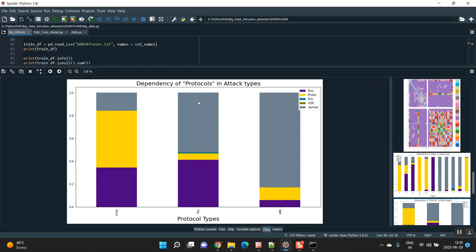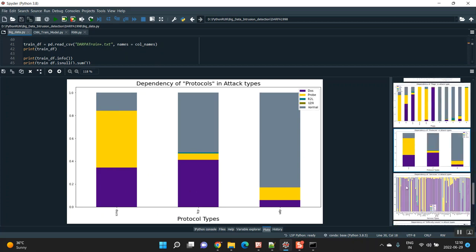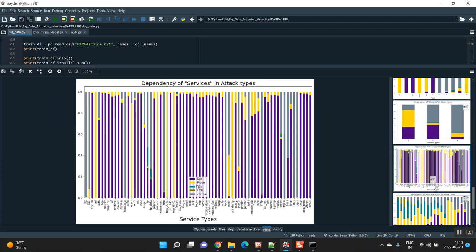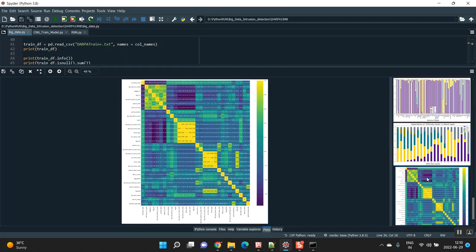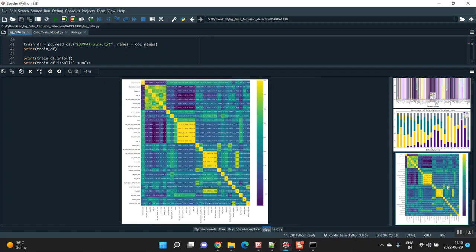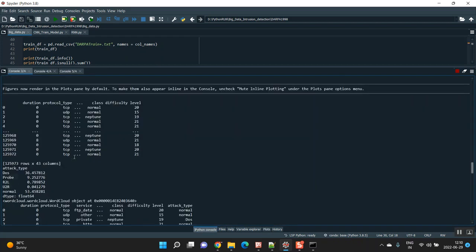We are using the protocols ICMP, TCP, and UDP. Based on these protocols, we are segregating how much DOS attack, probe attack, R2L, U2R, and normal there is. On the same basis, here also is the service type. These are all the service types available in the data set. Based on that, we show DOS, probe, R2L, U2R, and normal, and how many percentages. So we are calculating the complete flow that you had informed me.